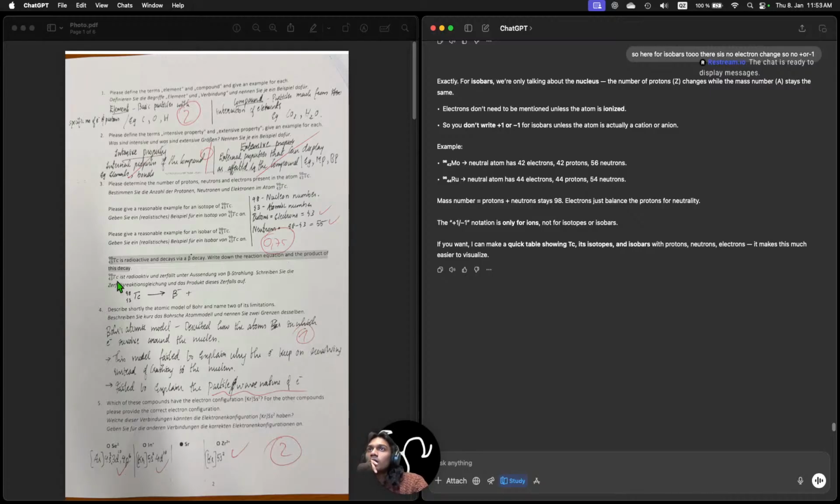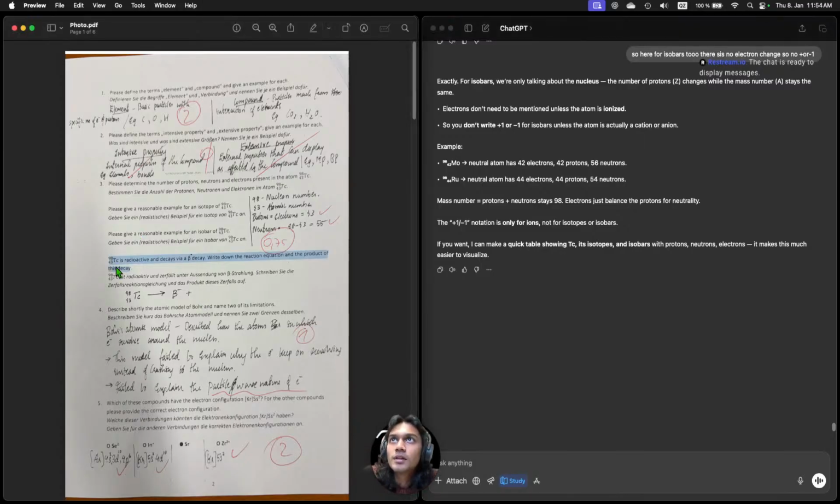So now, is radioactive. Radioactive decays by beta decay. Write down the reaction equation and the product of this decay. Okay, I need the answer for this one.